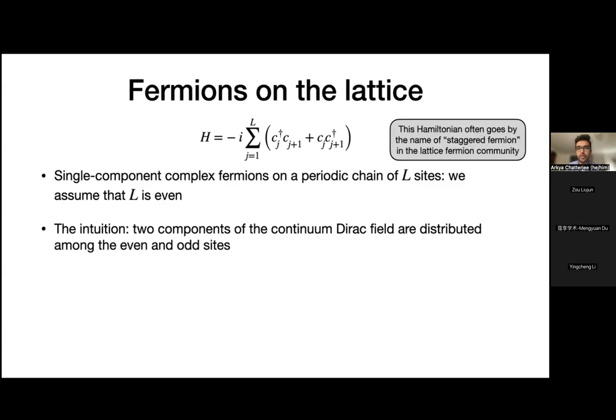And this Hamiltonian often goes by the name of staggered fermions in the lattice fermion community. I should have added a citation here. This goes back to Banks, Kogut, and Susskind in the 70s. So I'll often refer to this Hamiltonian as staggered fermion.